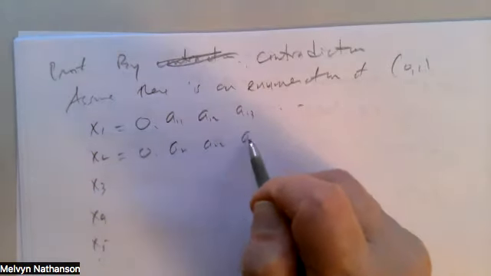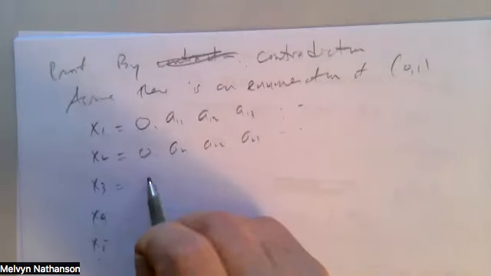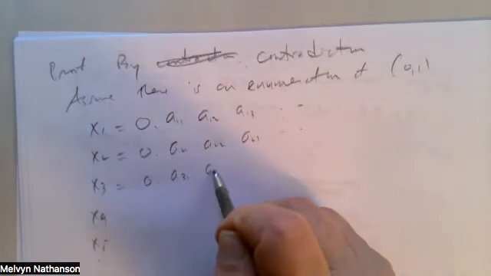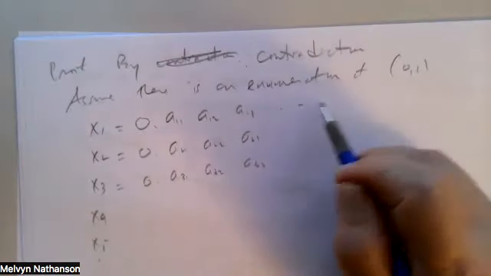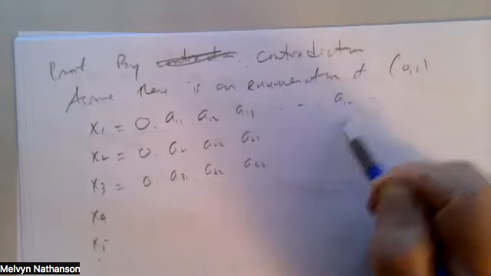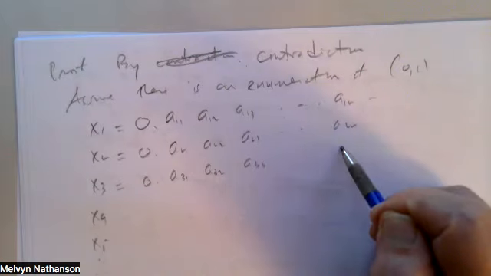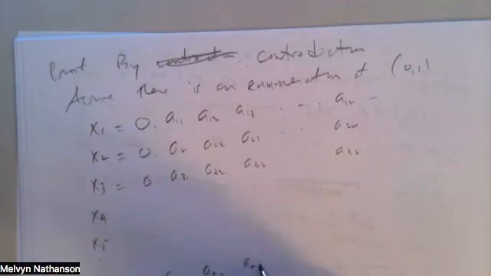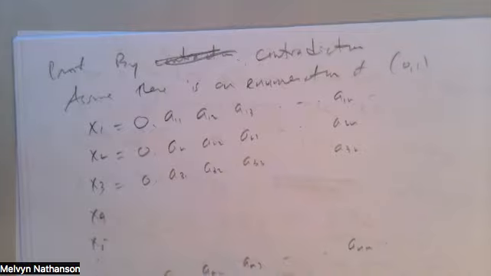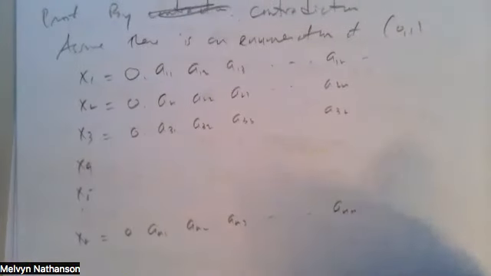a21, a22, a23, and so on. a31, a32, a33, and so on. You would just keep going. a1n, a2n, a3n, xn would be 0.an1, an2, an3, up to ann, and so forth. You have this enumeration. So we'll show this is impossible.